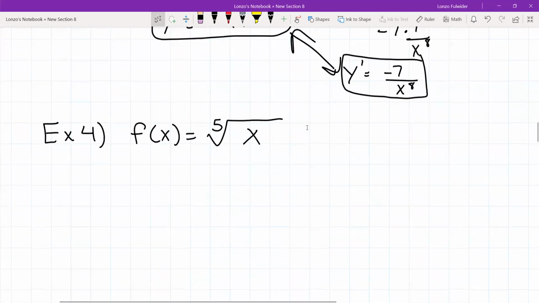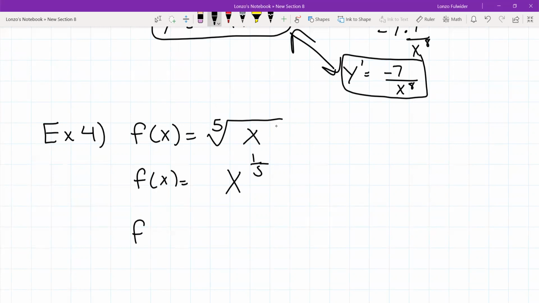Okay, this one looks kind of strange because you're not used to taking the derivative of a fifth root, like a square root. So what we would do is rewrite this as a power. So f of x, the fifth root of x, in power form could be written as x to the 1/5. And then from here, you just take the power rule. So f prime of x equals, put this number in front of x, so it's 1/5 x, and then the new power is going to be 1/5 minus 1, right?